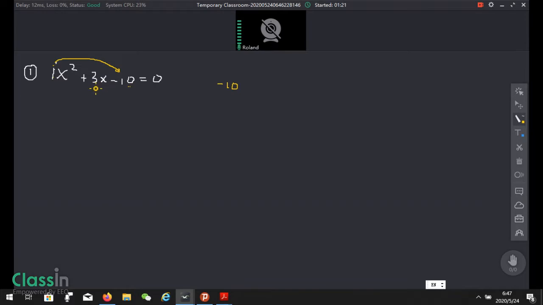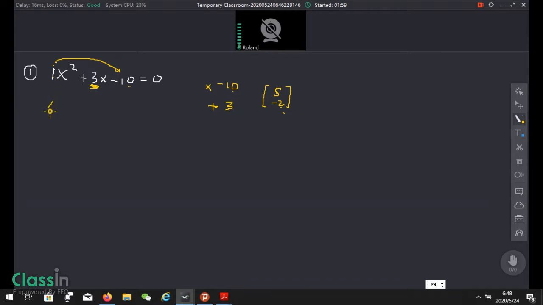Then we look for two numbers which, when we add, will give us the middle term 3, but when we multiply, will give us negative 10. The numbers are 5 and negative 2, because 5 plus negative 2 is positive 3, but 5 times negative 2 is negative 10. So we substitute this 5 and negative 2 in place of 3x.